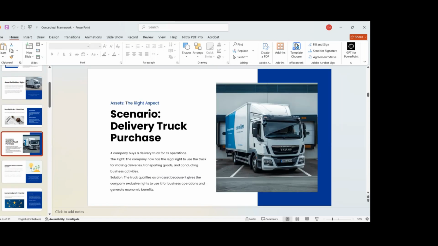Then the rights aspect. Scenario: delivery truck. A company buys a delivery truck for its operations. The company now has the legal right to use the truck for making deliveries, transporting goods, and conducting business activities. So here, the truck qualifies as an asset because it gives the company exclusive rights to use it for business operations and generate economic benefits.